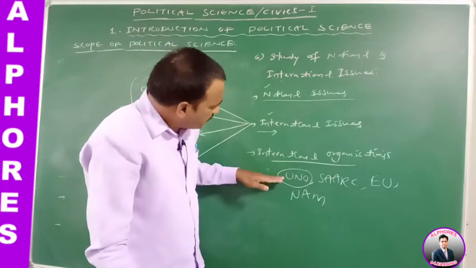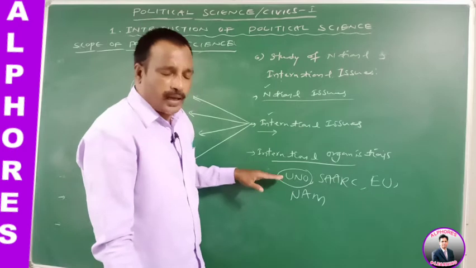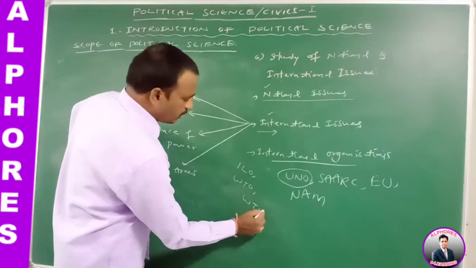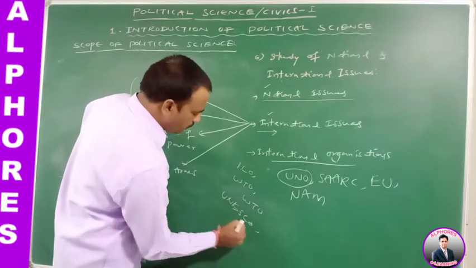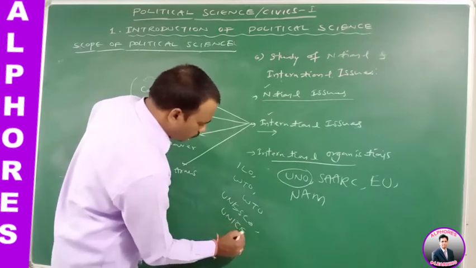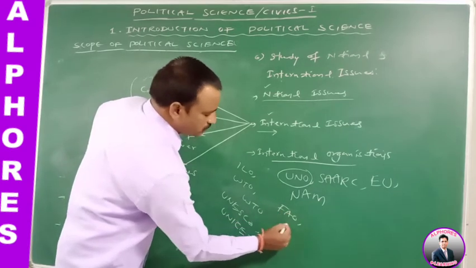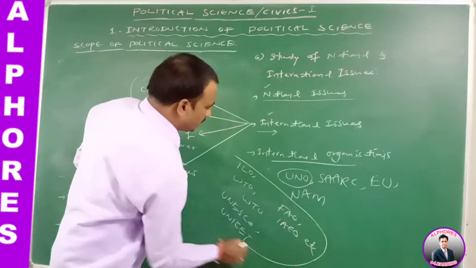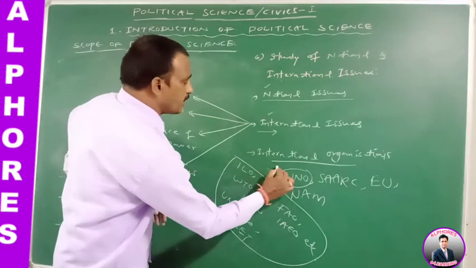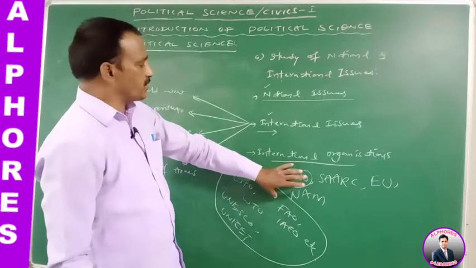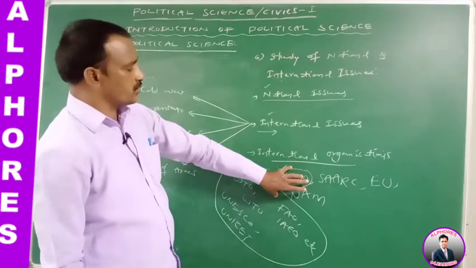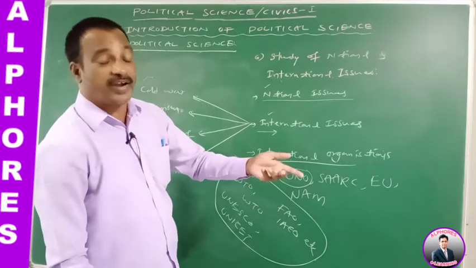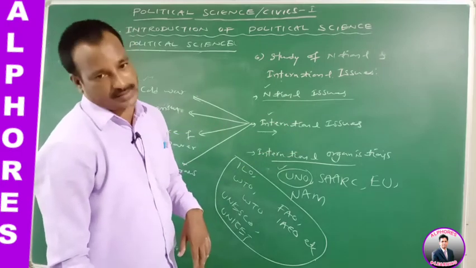Which agencies of the UNO? ILO, WHO, WTO, UNESCO, UNICEF, FAO, IAEO, etc. These are some of the specialized agencies of UNO. Like these, international organizations are putting efforts for promoting international peace and security and promoting friendly relations among the countries.